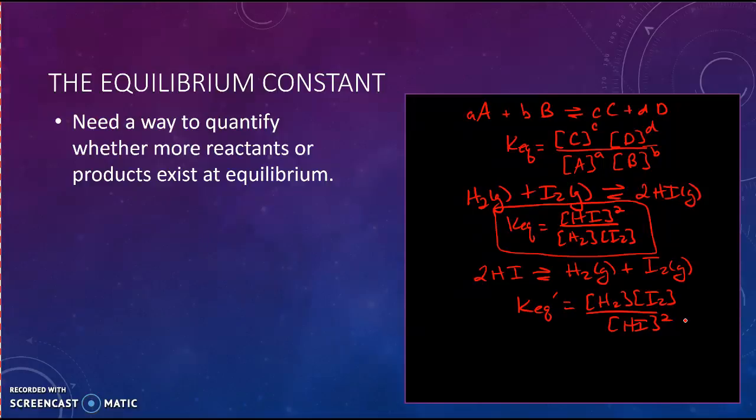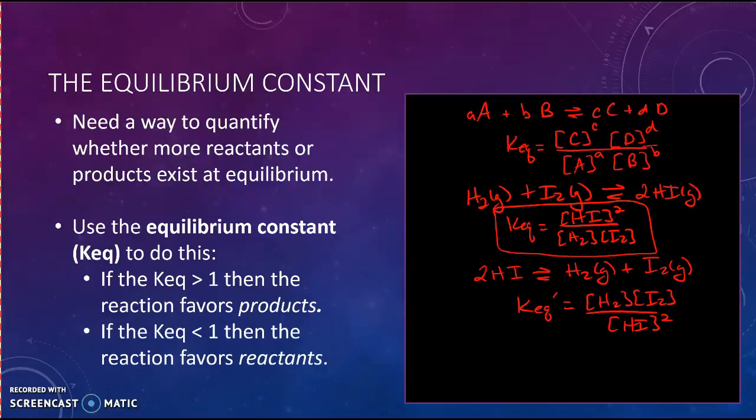If we double all the stoichiometric coefficients, for some odd reason, then we would square the equilibrium constant, because essentially I would be multiplying all of these powers by 2. If I cut everything by half, I'd be taking the square root of all of this. So that's how the equilibrium constant works.